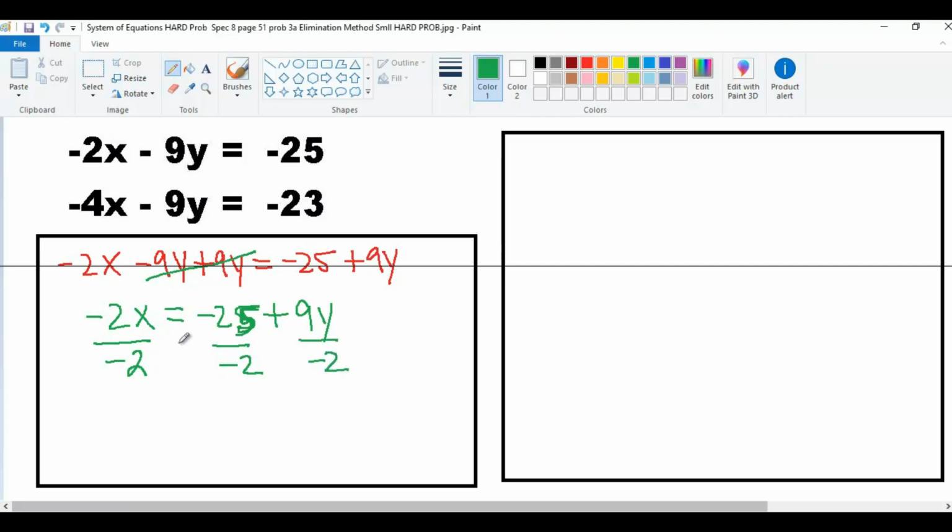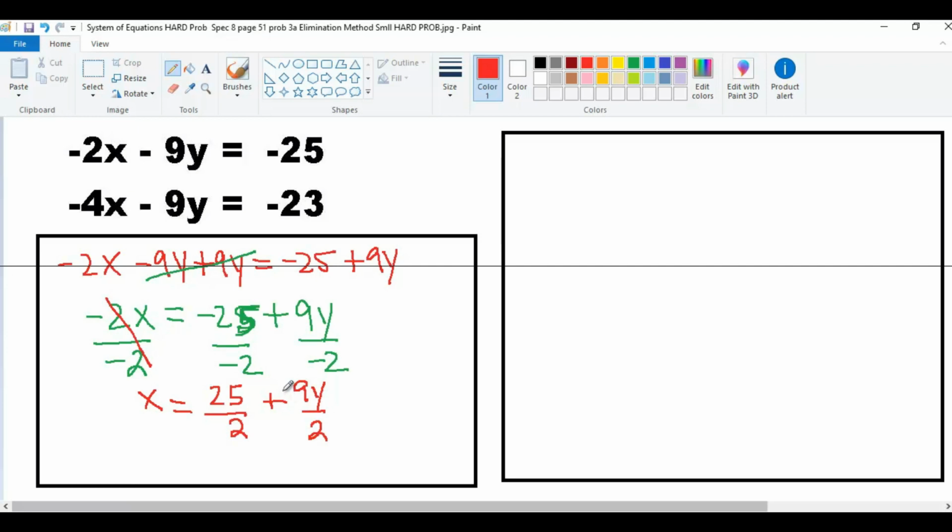And when that happens, this right here is going to cancel out. The 2's are going to cancel out right here, and so this will be x. However, since these are negatives, everything that's inside here is going to change to the opposite of whatever it is. And so this is going to be 25 over 2, and this is going to be plus 9y over 2.